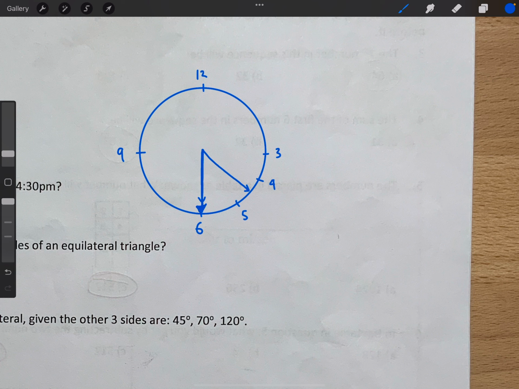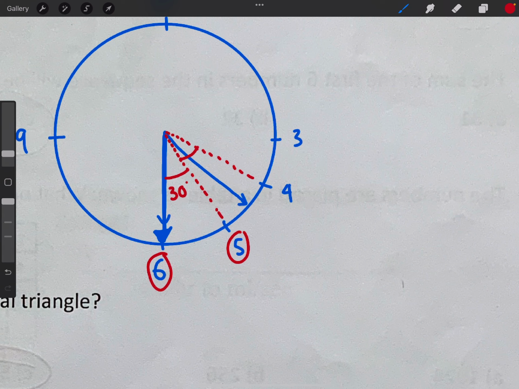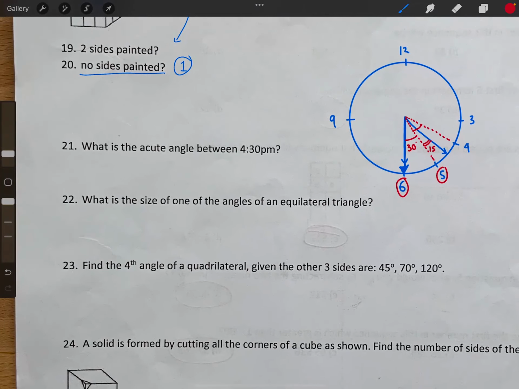And what's the acute angle that's between here? What's this angle here? Okay, so let me just draw the dotted line to show you the hours. We know that each hour contains 30 degrees. So between 5 and 6, that's 1 hour, so that's 30 degrees. Now, this will be another hour. But at 4:30, the short hand is going to point halfway between the 4 and the 5. So this angle is only half of the hour. Okay, so this will be 15 degrees. So how many degrees altogether? Well, that'll be 30 plus 15.